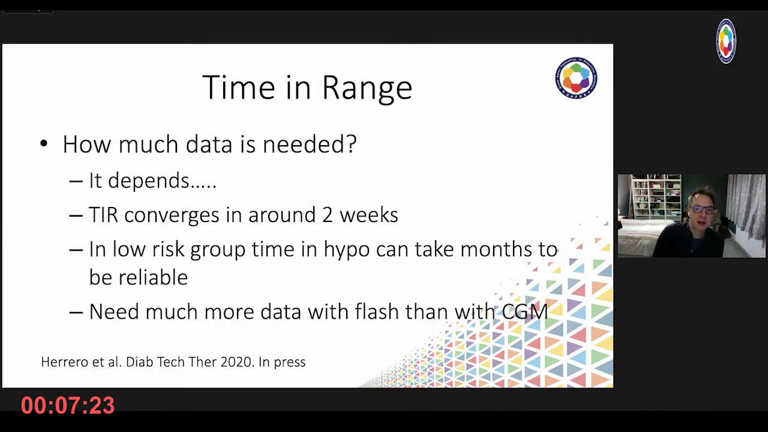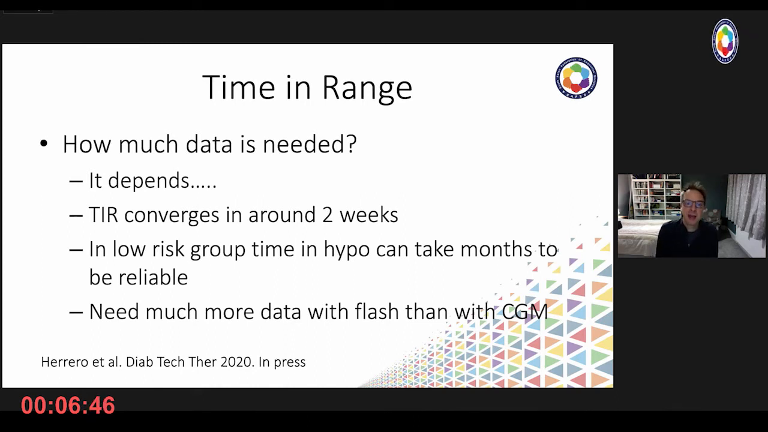The other thing to think about is how much data is actually needed. So I said earlier that we could, if we wanted to, report time in range from just a single day. But that single day may be a very good day where things went well with somebody's diabetes self-management, or there may be a very difficult day where things were much more challenging and there was lots of high or low glucose. So how much data do we need for time in range to be representative of the overall data set for an individual or for a group? And the answer to that, slightly annoyingly, is it depends.